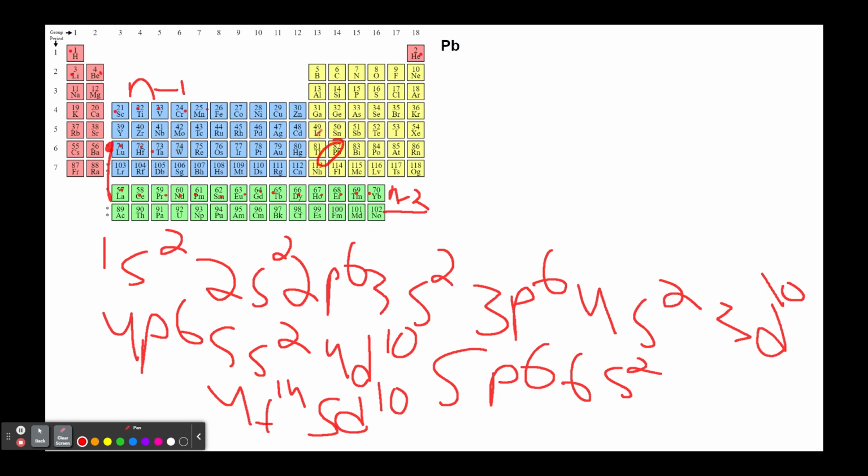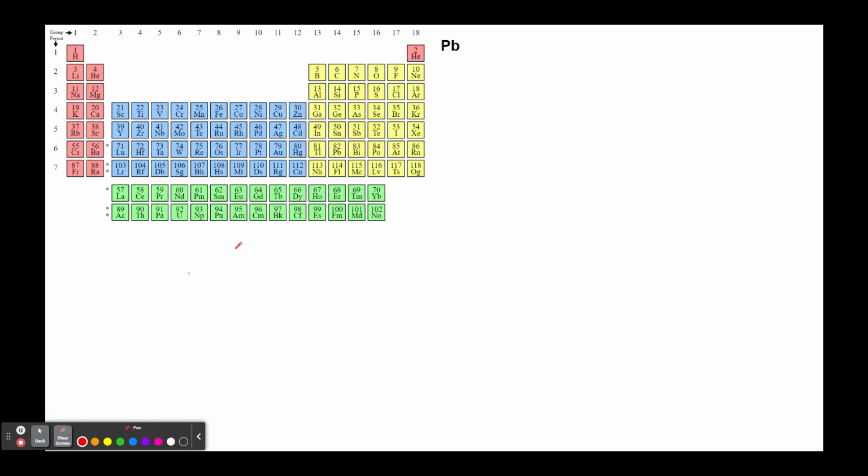And now we're at, look at that, we're finally here. So 6, because we're back in the P block, we don't have to worry about these weird energy level rules. We just do 6s, and there's 2 electrons until we get to Pb. So that's what this is. This is the full electron configuration, and I'll show you the abbreviated one real quick.